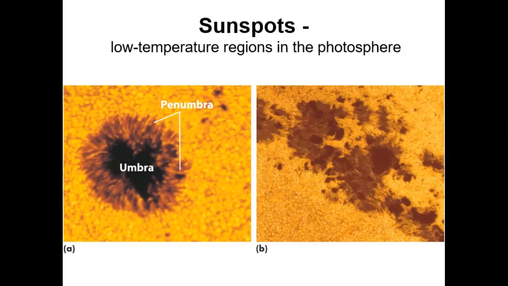On the left, we have a picture of a single sunspot, and on the right, we have a picture of a group of sunspots. Each sunspot consists of an umbra and a penumbra, which is the outer section of that sunspot. The umbra is going to be the cooler region in the middle, and the penumbra will be the outer region that's a little bit hotter than the umbra, but it's still going to be cooler than the surrounding granules that are on the sun here.